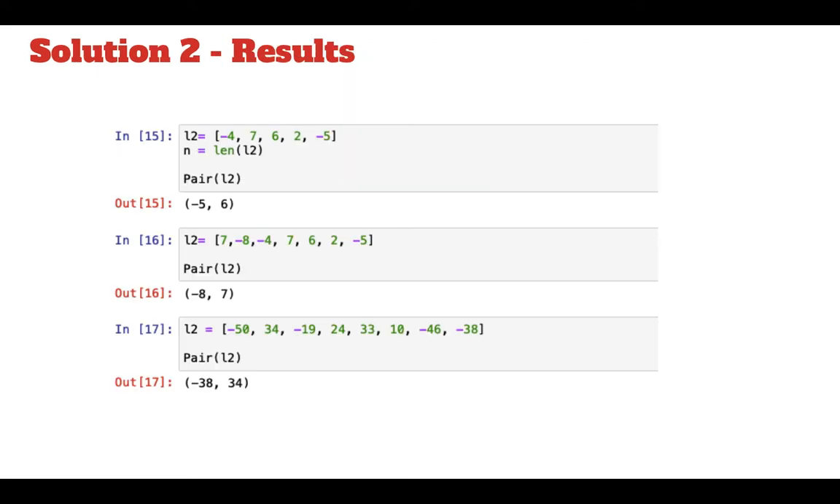So if you look at the results of the solution 2, if the list is minus 4, 7, 6, 2, minus 5, and you call the pair method of the solution 2 optimized code, it will return minus 5 and 6, the sum of which is 1, which is closest to 0. So we found that the solution 2 is more optimized and efficient, and the time complexity of which is n log n, and the results are as shown.